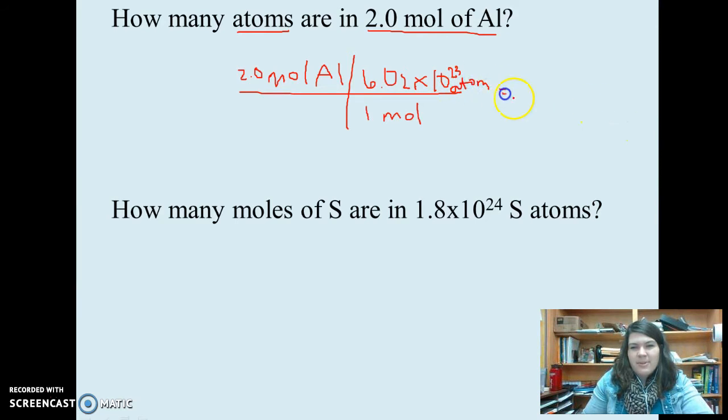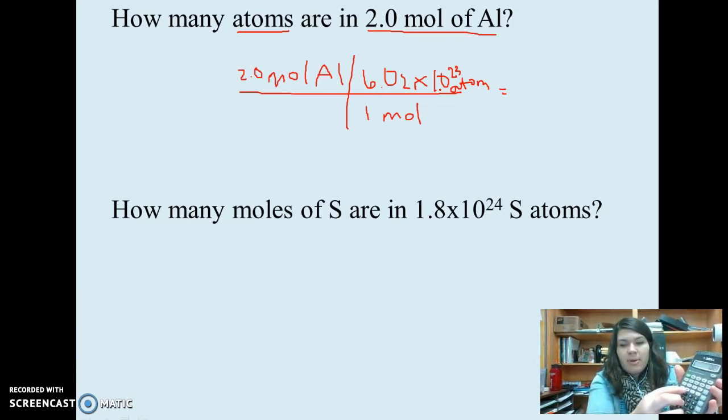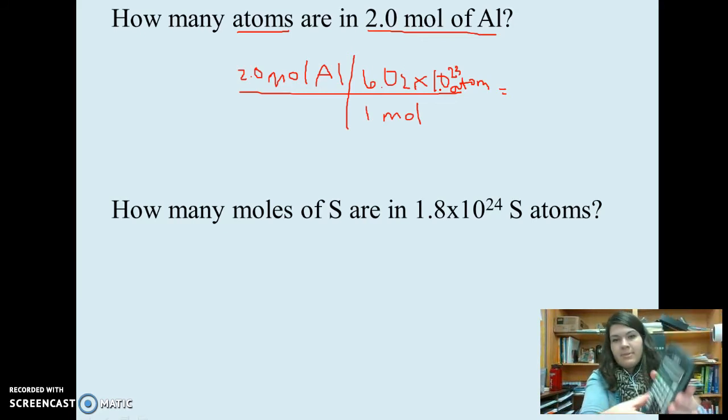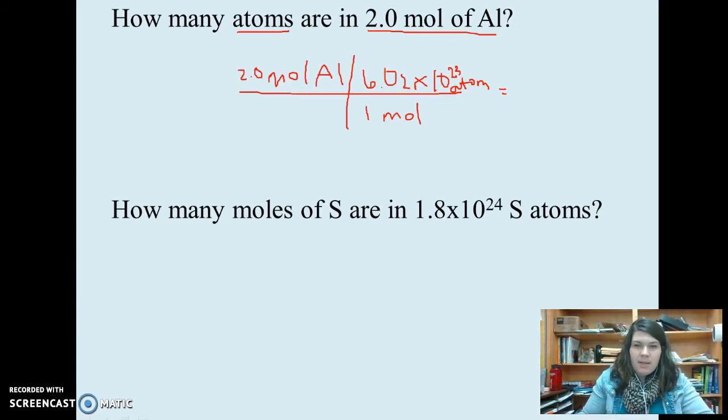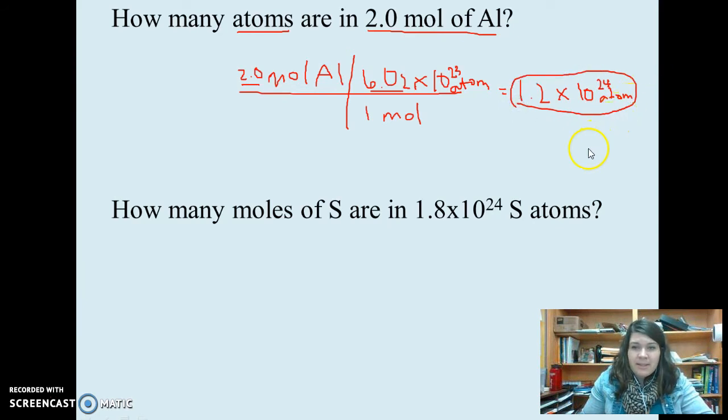Please excuse this terrible, terrible writing. So when I calculate this, I'm going to go 2 times 6.02, and if you're using one of my calculators, remember you're going to use the EE button. EE is the times 10 to the 23rd. So my answer comes out as 1.2, and I can have 2 sig figs, so 2 here, 3 here: 1.2 times 10 to the 24th. It is common when we're converting from moles into atoms that your number is going to be large, because there is a lot of atoms in a single mole of substance.